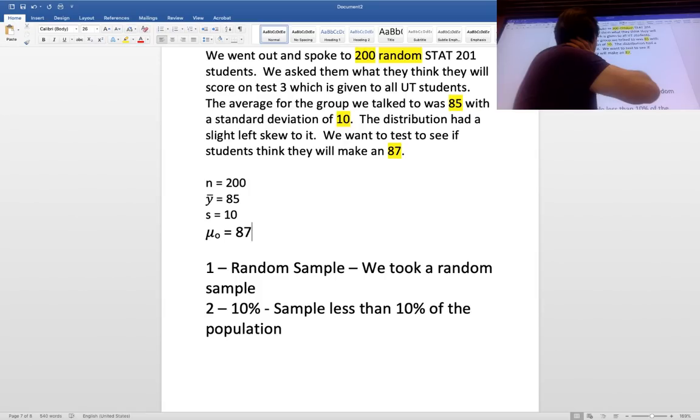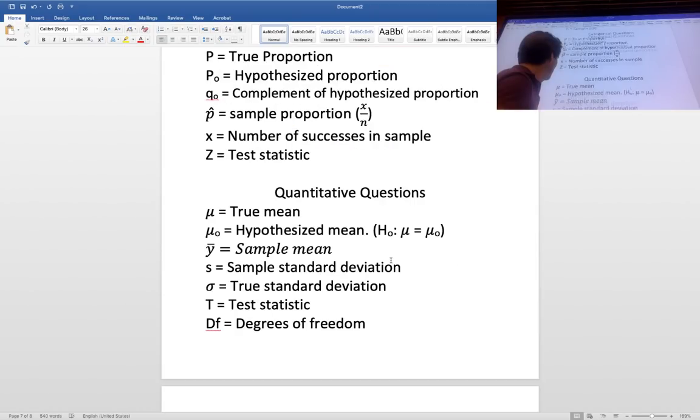If you notice, question, go ahead. Why is it y bar equals 85? What's the difference between y bar and mu naught? Sure. We're going to go back to the notation for just a second. Definitely review this, and great question, because it's so easy to mix up the sample mean, the hypothesized mean, and the true mean.